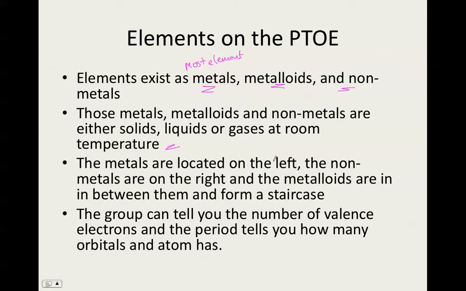The metals are located on the left-hand side, the nonmetals on the right, and the metalloids are in between them that form that staircase. We said there's about 7 of them that we're going to concentrate on. There is some dispute. Some people say there's 8 or 9 or whatever, or only 6, but we're going to just stick with the 7 for our intents and purposes this year. Now, what else can we learn from the periodic table?